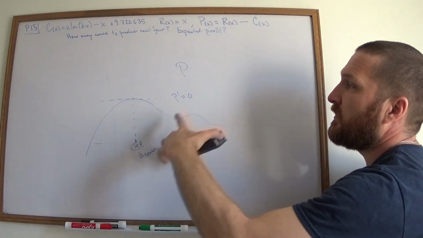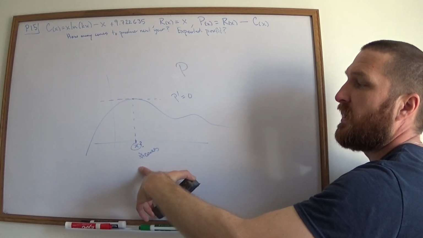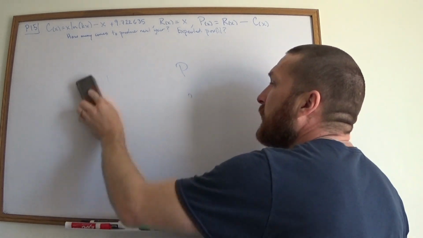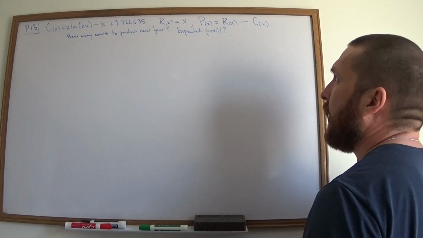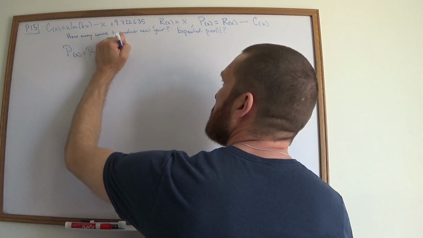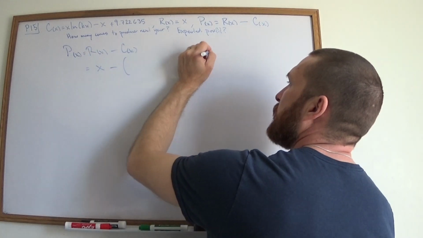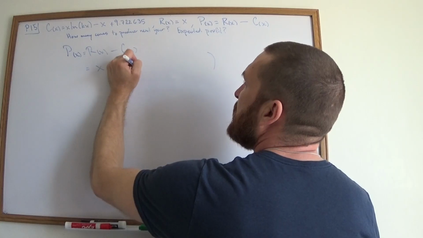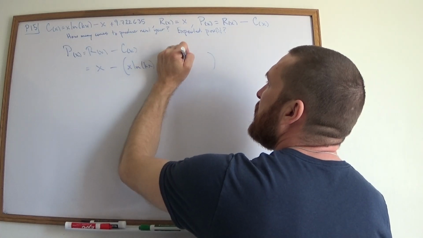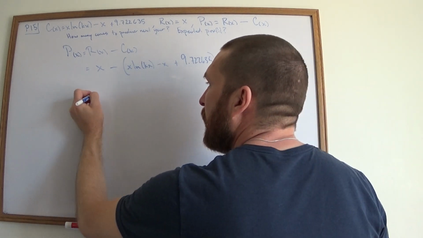So I'm going to take the derivative of p, set it equal to 0 to find the optimal number of cones. And whatever that number of cones is, I'm going to plug it in here and find out how much money we would make in profit if we do that. So let's do it. P of x is r of x minus c of x, our revenue minus our cost, which we know is x minus, parentheses will be helpful here, x natural log of kx minus x plus 9.722635. As you'll see, that won't matter.